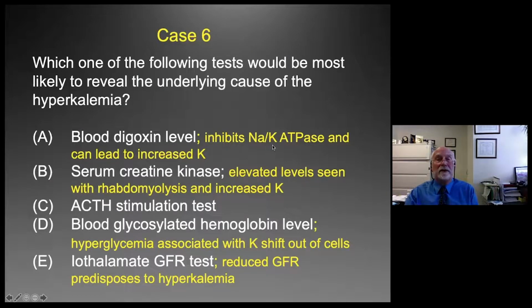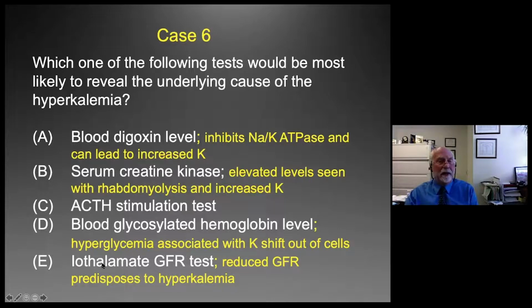Digoxin inhibits the sodium-potassium ATPase and would lead to an increased potassium. It wouldn't explain anything in this case anyway. He certainly didn't have rhabdo. We don't think that this is diabetes. Hyperglycemia would be associated with a shift of potassium out of the cells, but this is way out of proportion and acute in onset compared to what you would see with uncontrolled or new onset diabetes.